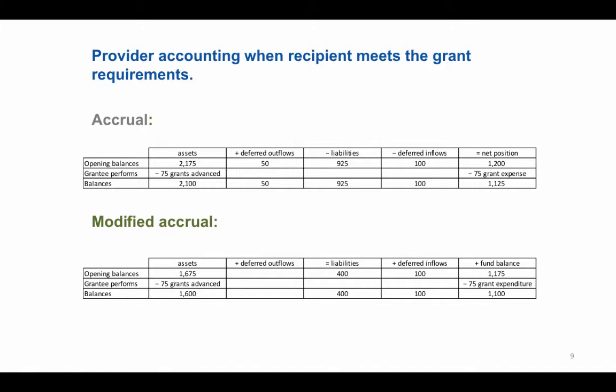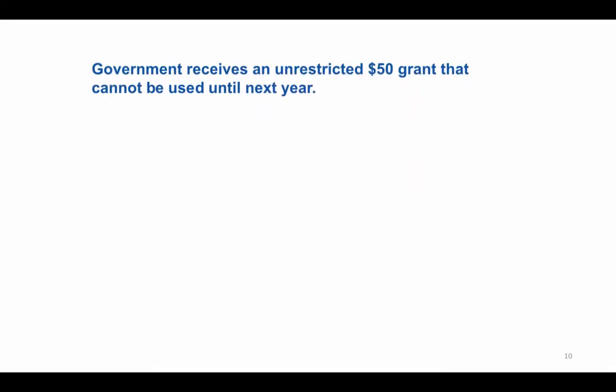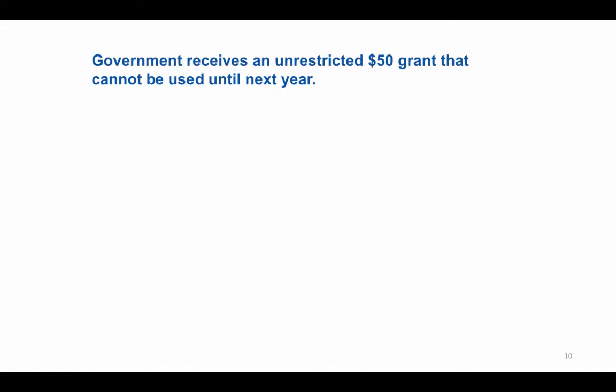So that is how the transaction would work when there is some type of performance requirement, some type of eligibility requirement in order to qualify for the grant. But let's look at an example in which there is no eligibility requirement, or there was, but it has already been met. And a government receives a $50 grant that is either unrestricted or it was restricted, but they've done whatever it is they needed to do to receive the grant.